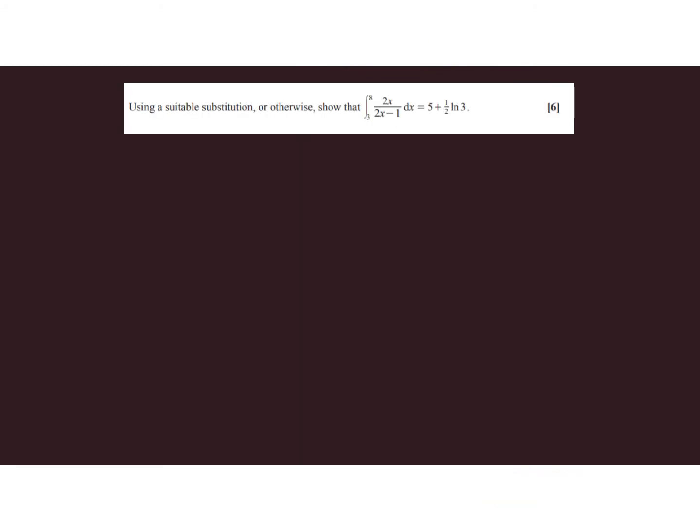So, an integration by substitution. It's suggested using a substitution here, although there are other ways of performing this integral. So I'm going to say u equals 2x minus 1, which means du by dx equals 2, and we then have this result here. So let's change our limits as well. If x equals 3, then u is equal to 5. If x equals 8, then u is equal to 15.